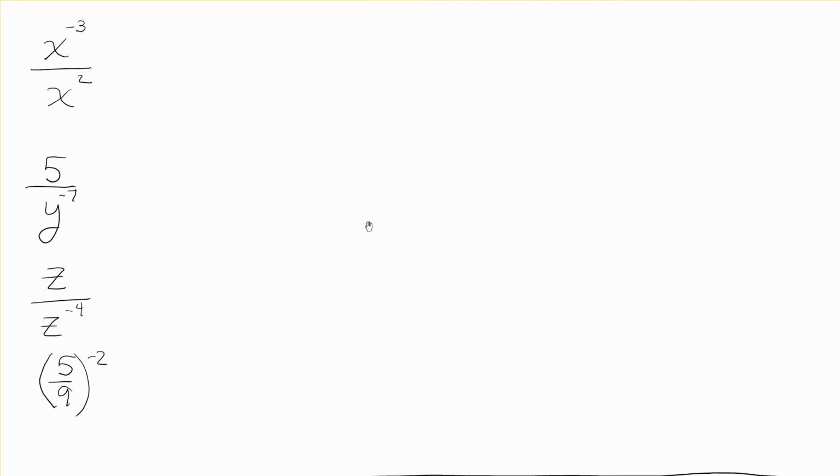All right, in our next example, we have two things being divided, and this time they have the same base, so we can use our quotient property. We're going to take the exponent in the numerator and subtract from it the exponent in the denominator. So negative 3 minus 2 gives us a negative 5 exponent. And then we're going to apply our negative exponent rule, and take anything in the numerator that has a negative exponent and move it into the denominator. Take that reciprocal and give it a positive exponent. That is our final answer.